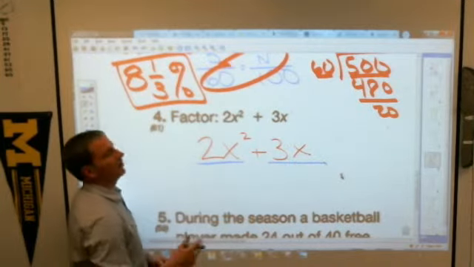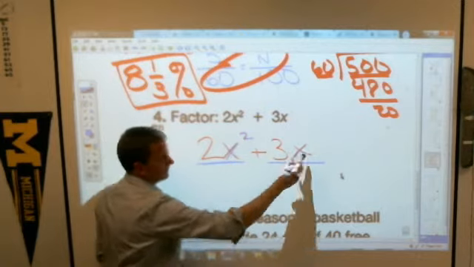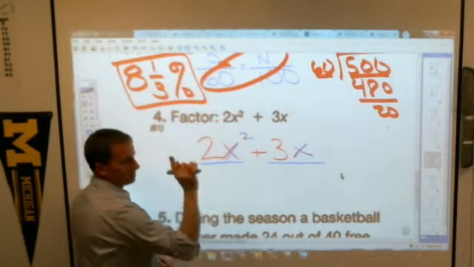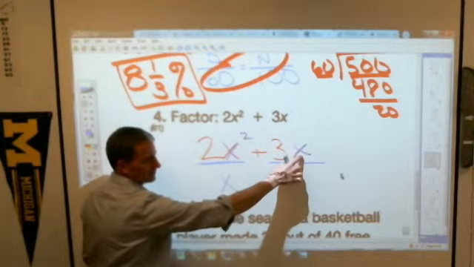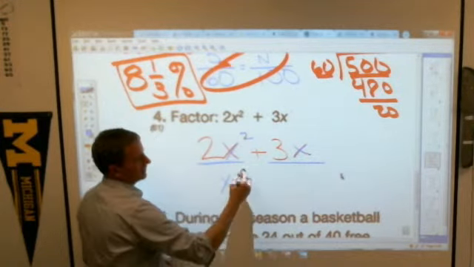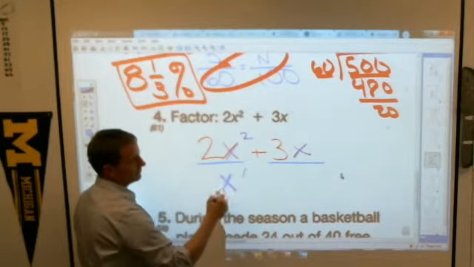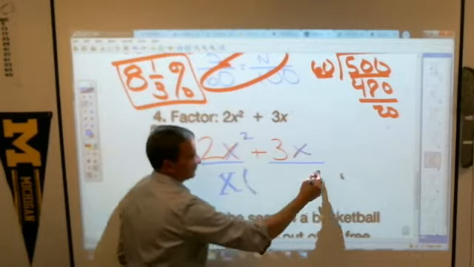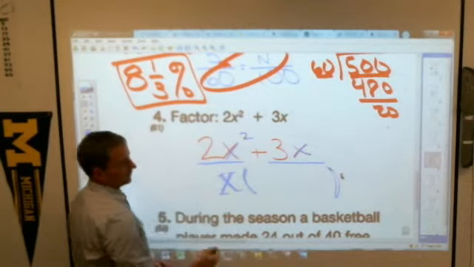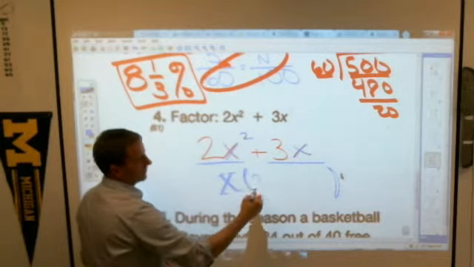But 1s don't do you any good, because if you take a 1 out, you just get the same thing. What do they have? They both have some x's. And what do they have in common? Just one x. I can't take 2 x's out of that because there's only 1 there. So that's my common factor right here. This is what they have in common. And now I have to reverse distributive property that out. If I take one of the x's away from the x squared, I'm left with still the other x.